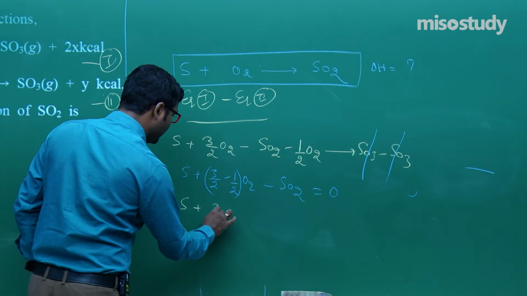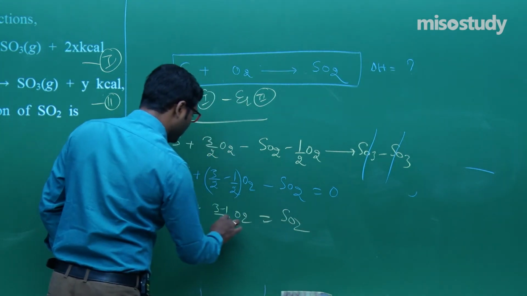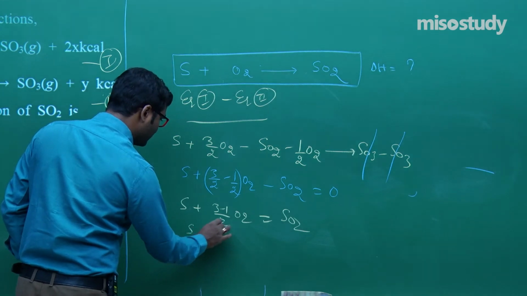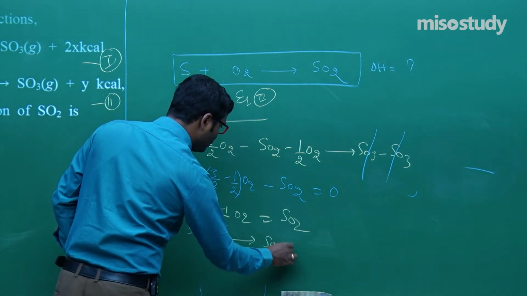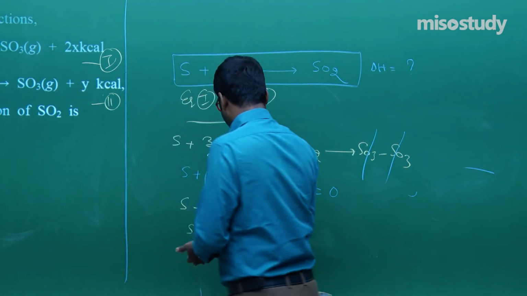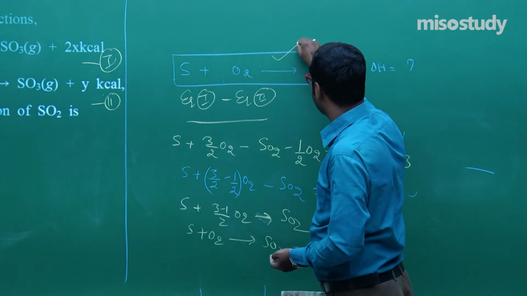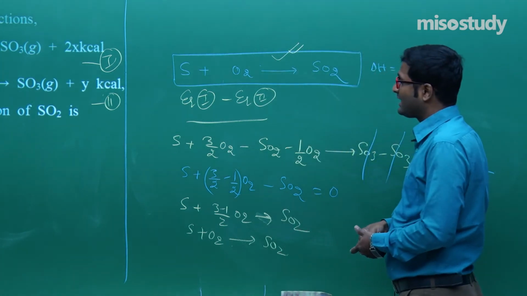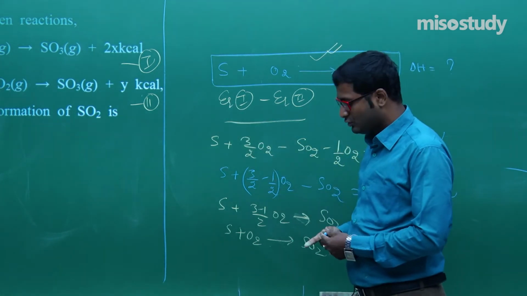Now what will happen? S plus 3 minus 1 by 2 O2 is equal to SO2, and 2 by 2 is equal to 1. So S plus O2 is equal to SO2. This is the expression here. Look at it, now we have reached the final goal: S plus O2 is equal to SO2. During this reaction, what happened? The expression is equation 1 minus equation 2.